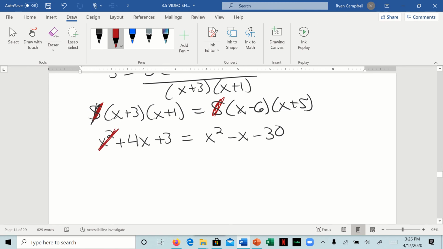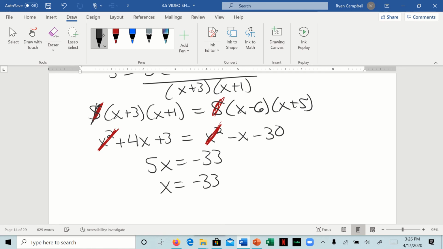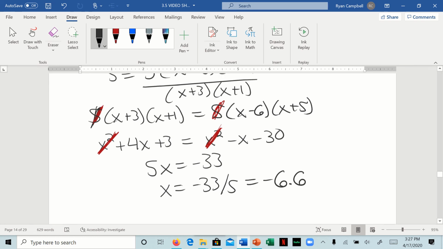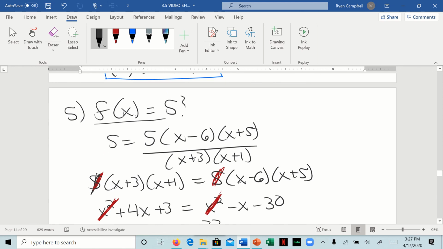We can subtract x squared from both sides, get rid of that. So adding x to one side, we get 5x. Subtracting 3 from the other side, we get -33. So x is -33 over 5, which is -6.6. So we do know that the graph does cross the horizontal asymptote at x equals -6.6.